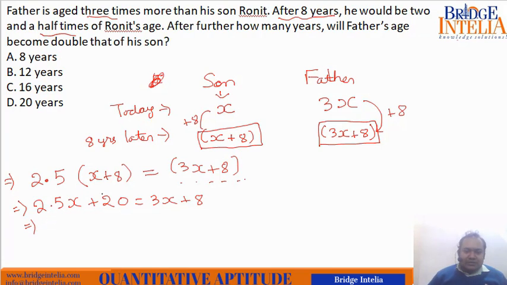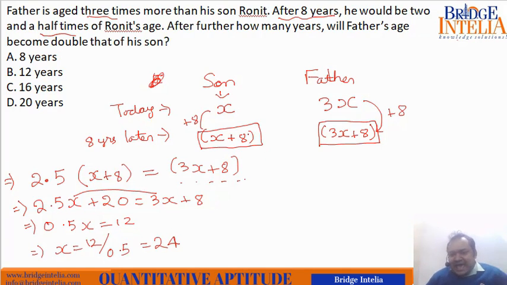So from here, if you switch sides of the variables and constants, 0.5X is equal to 12, which means X is equal to 12 divided by 0.5, that means 12 by half, is equal to 24. So as of today, we have found out the value of X. So as of today, son is 24 years old, because X has come out to be 24, and father is 3 times, 72 years old as of today.